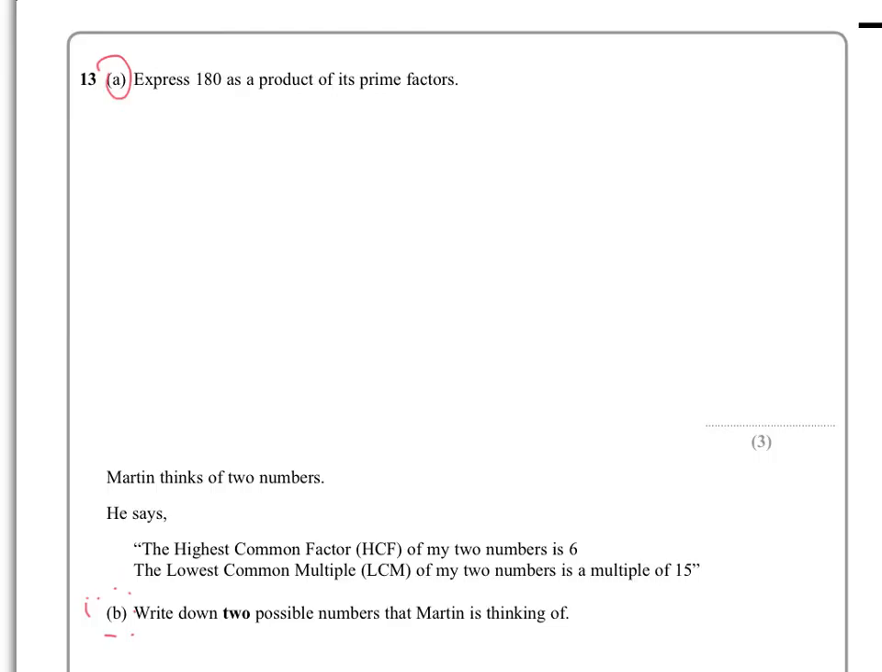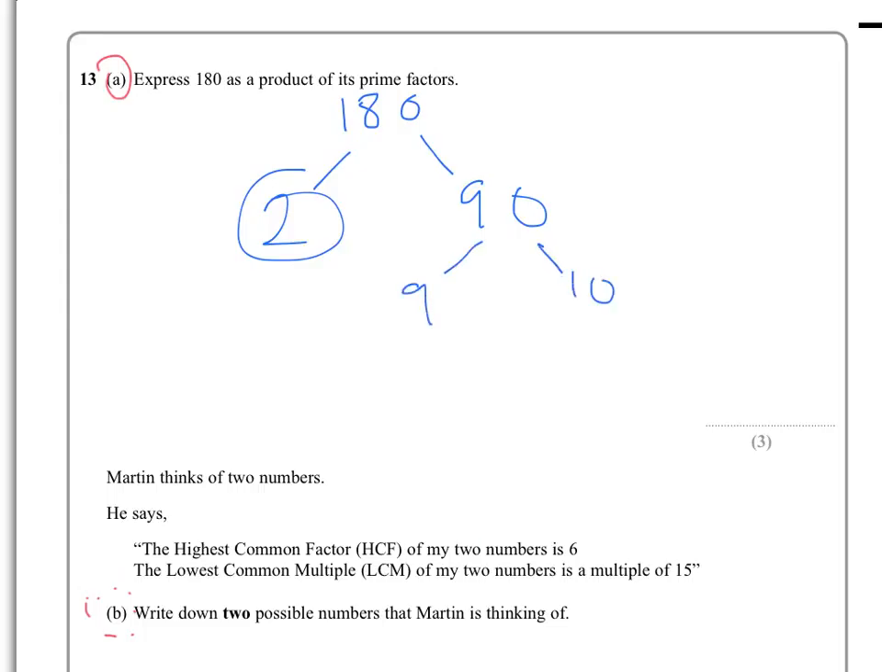Number 13, express 180 as a product of its prime factors. So this is 3 marks for a question. If you can remember what we did in the lessons, we're laughing here. So that's 2 lots of 90. 2 is a prime number, put a circle around it. 90 is 9 times 10. Neither of those are prime numbers, so we don't put a circle around them.